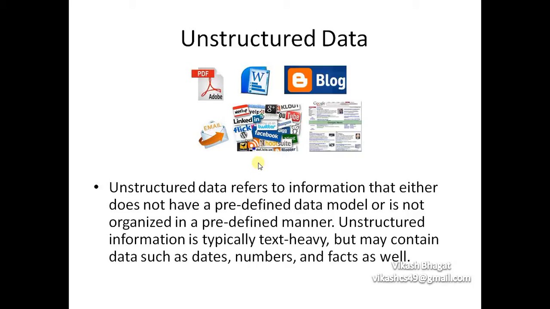So the examples are all those text-heavy data like PDFs, Word files, email bodies, blogs, video files, and images. All those are unstructured data.